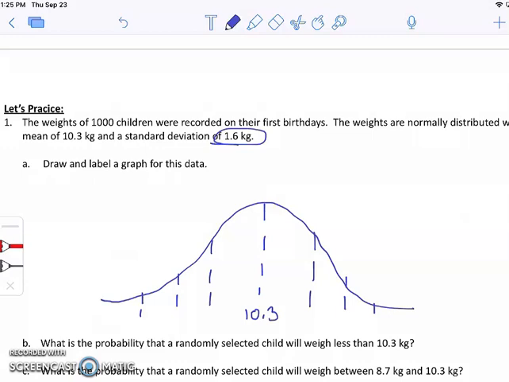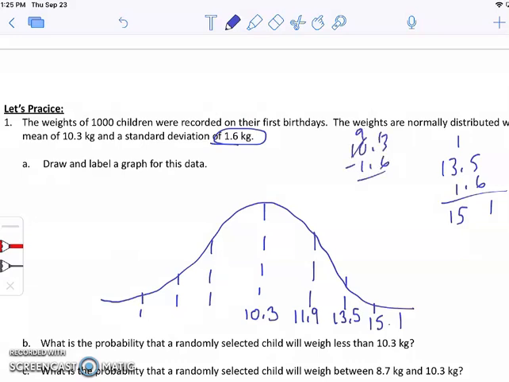All I'm going to do is add 1.6 to this. So 10.3 plus 1.6 is 11.9. Plus 1.6 would be 13.5. Plus 1.6 is 15.1. And then to go in the other direction, we're going to subtract. So 10.3 minus 1.6 is 8.7, minus 1.6 is 7.1, minus 1.6 is 5.5.